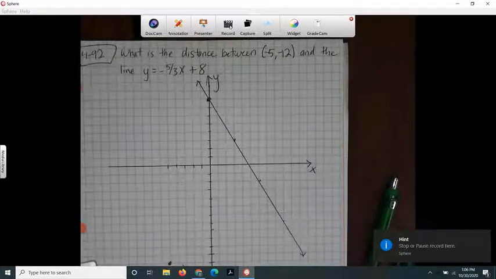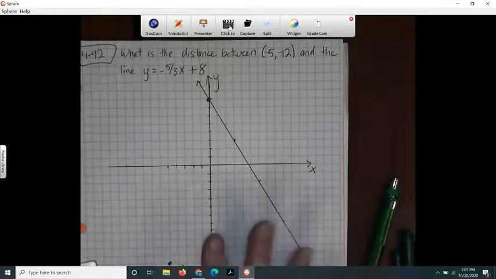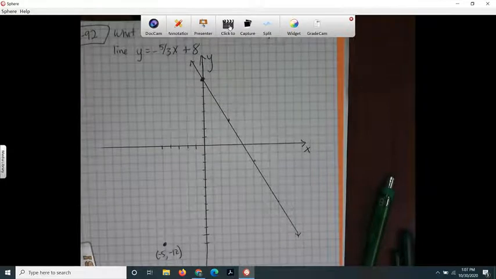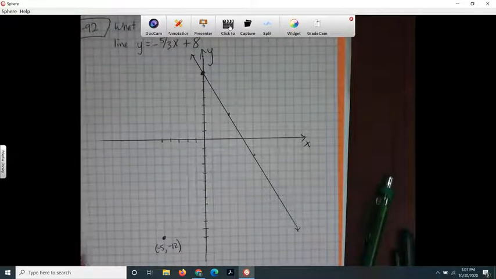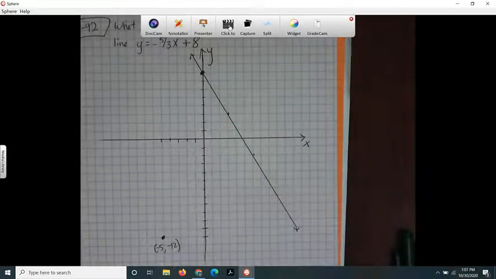Problem 4-92 was your focus problem. It says, what is the distance between (-5, -12) and the line y = -5/3 x + 8? So it did not require you to graph it. I've only graphed it because I think being able to look at the picture will help you understand why I'm going to do all the different things I'm going to do to solve this.